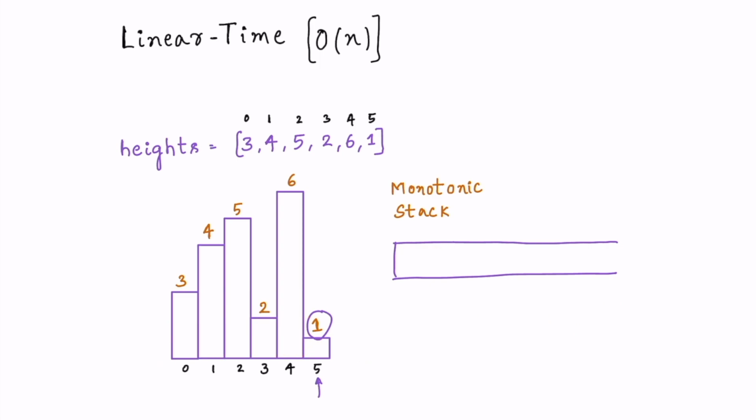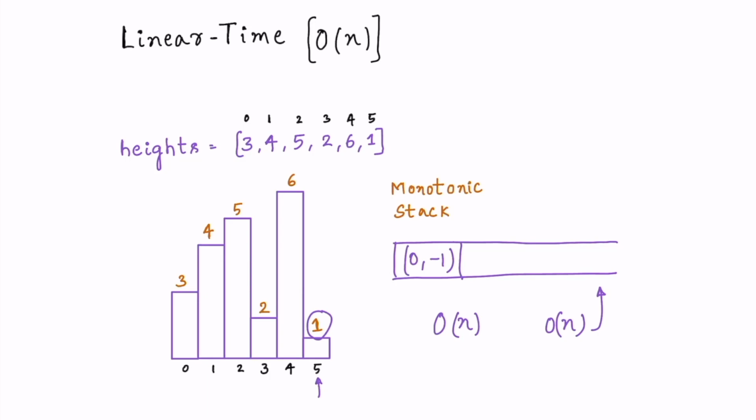So that's our final algorithm. The runtime of this algorithm is big O of n, and the space complexity is also big O of n because we are using a stack. To simplify the edge cases, instead of starting with an empty stack, we add height of 0 and index -1 to the stack.